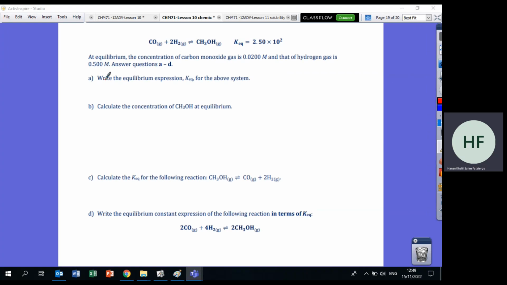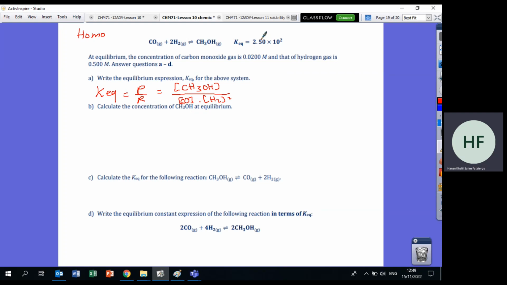This question is important. Write the equilibrium expression. First of all, is this homogeneous or heterogeneous? Of course, it is homogeneous because all of them are gases. So nothing will be cancelled. KEQ is equal to P over R, which is equal to CH3OH over CO times H2 square. Now the concentration of CH3OH at equilibrium, how can we find it?